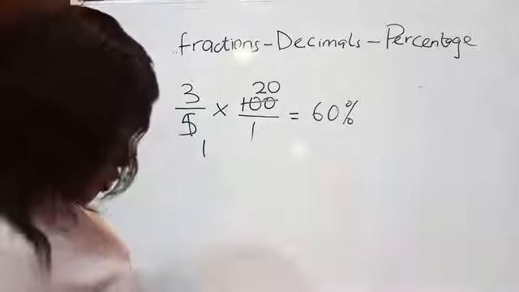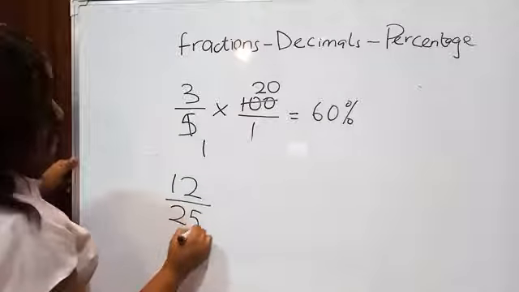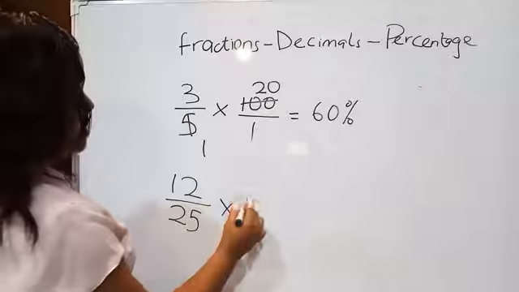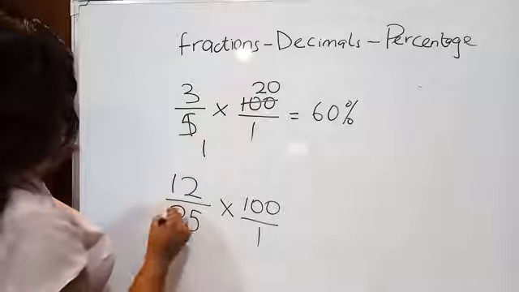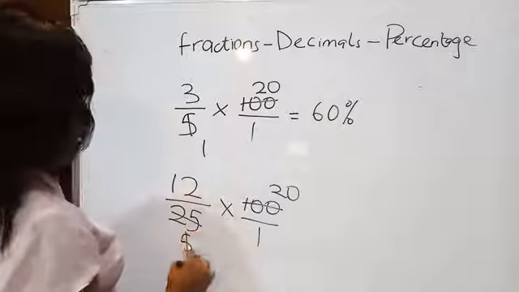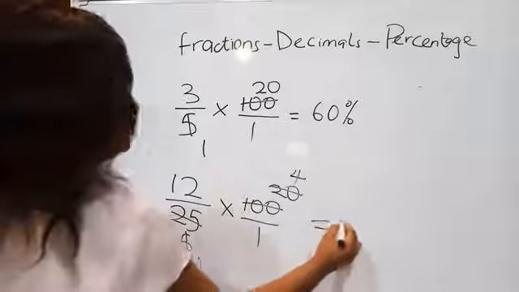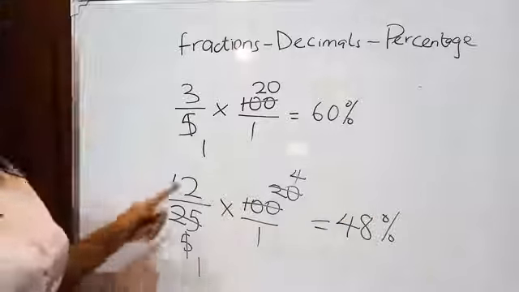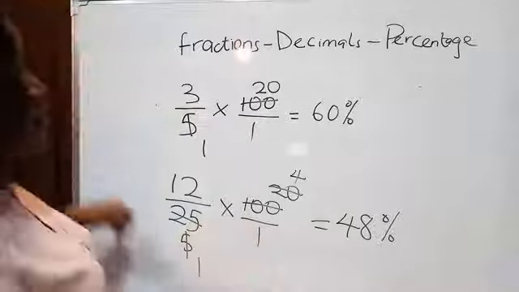We can try 12 over 25. To convert it to a percentage, you just multiply by 100. And remember the common factors: 5 here and 5 here, 5 here gives 20, 5 here gives 1, 5 here gives 4. And what's 4 times 12? 4 times 12 is 48%. So 12 over 25 is equivalent to 48%.